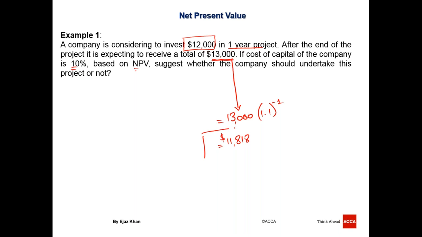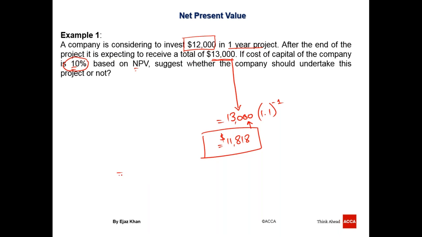So this is the maximum that should be invested for these cash flows if the company really wants to generate a 10% return from this project. But if the company invests more than this amount, it will be at a loss. If it invests less than this amount, it will be at a gain.